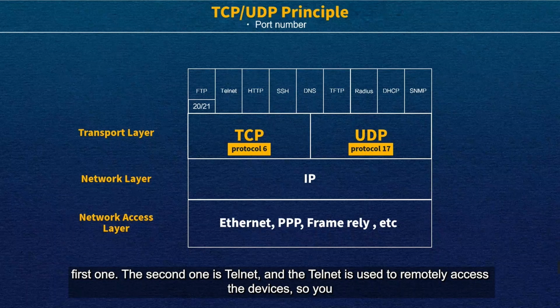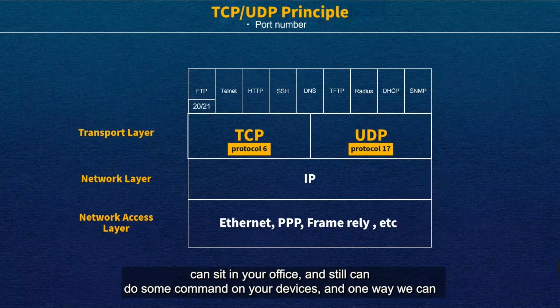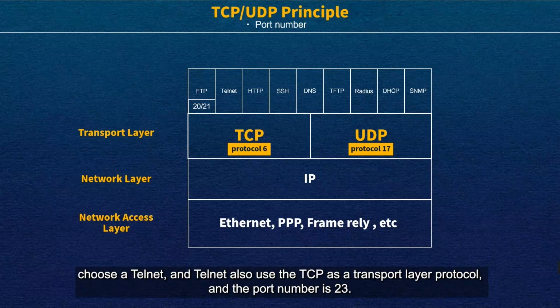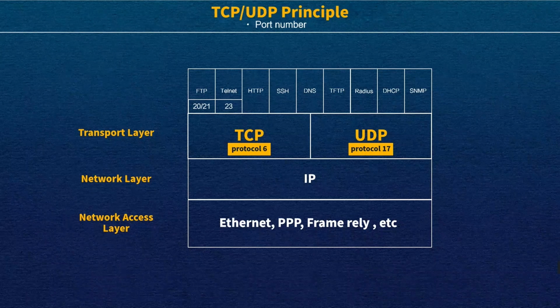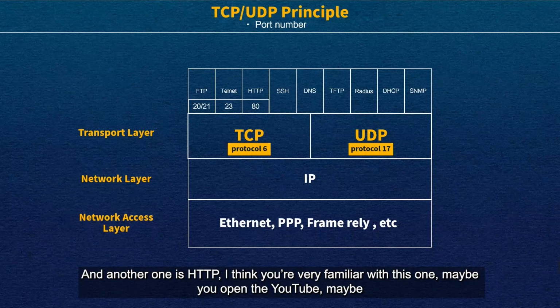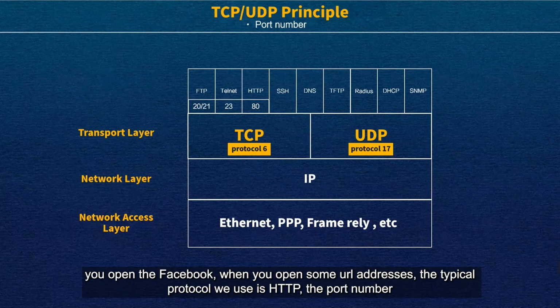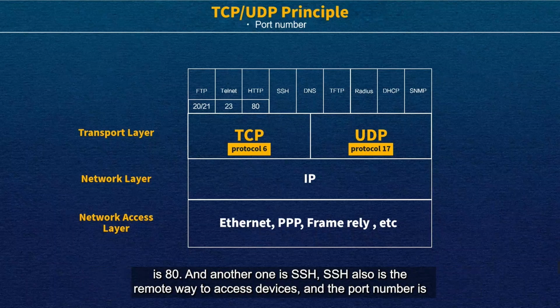The second one is Telnet. Telnet is used to remotely access devices, so you can sit in your office but still run commands on your devices. Telnet also uses TCP as the transport layer protocol, and the port number is 23. Another one is HTTP. I think this one is very familiar to you. Maybe you open YouTube, Facebook, or another URL address. The typical protocol we use is HTTP. The port number is 80.